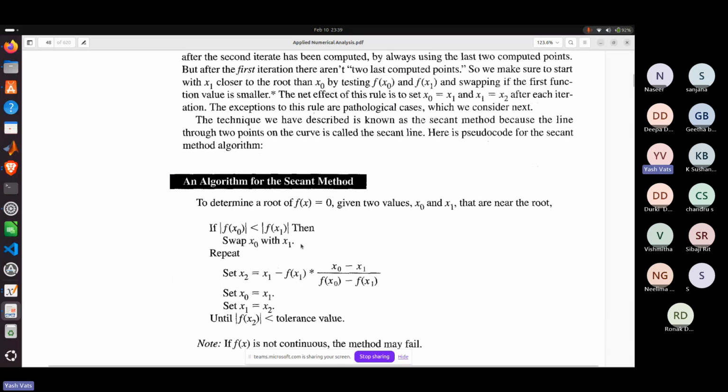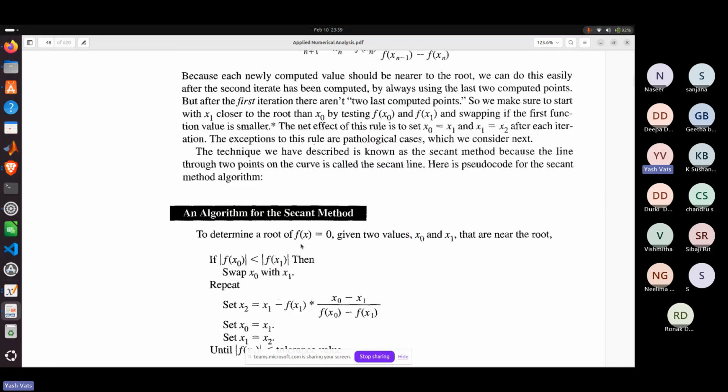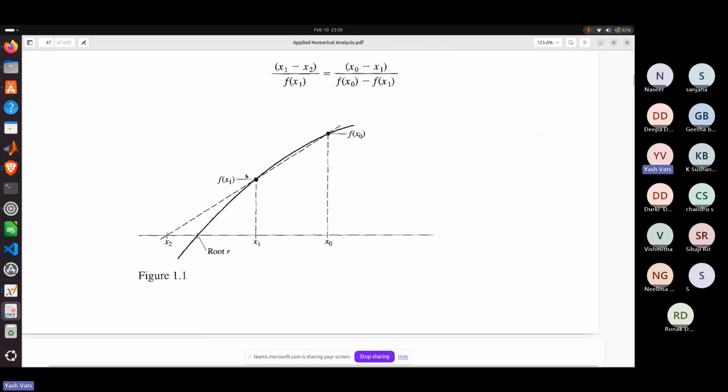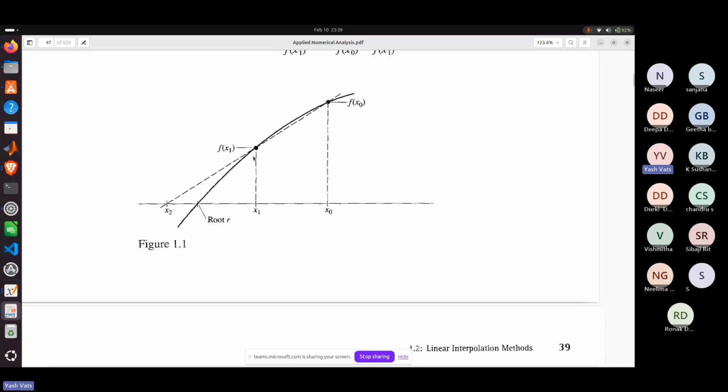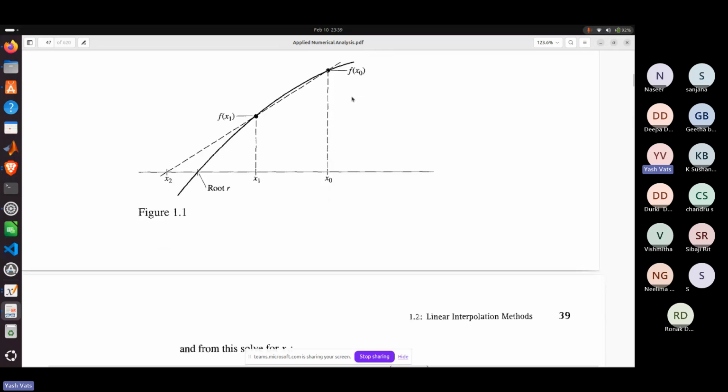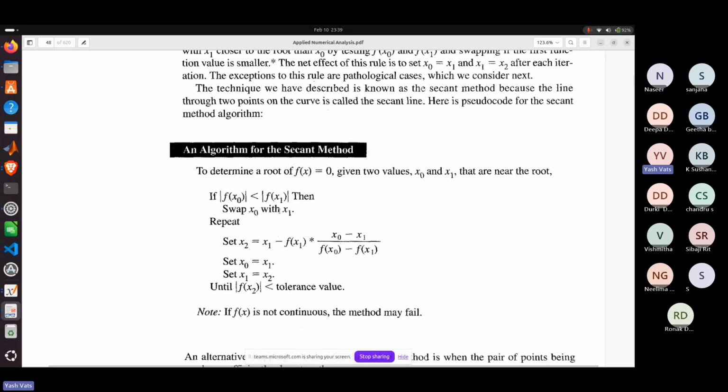Swap x naught with x1 if that happens. So here you just swap. Here I think you don't need to swap because f of x1 is already less than f of x naught, so they have not swapped it. But in that case, you swap that and then repeat the same thing. So just set x2 equal to x1 minus f of x1.